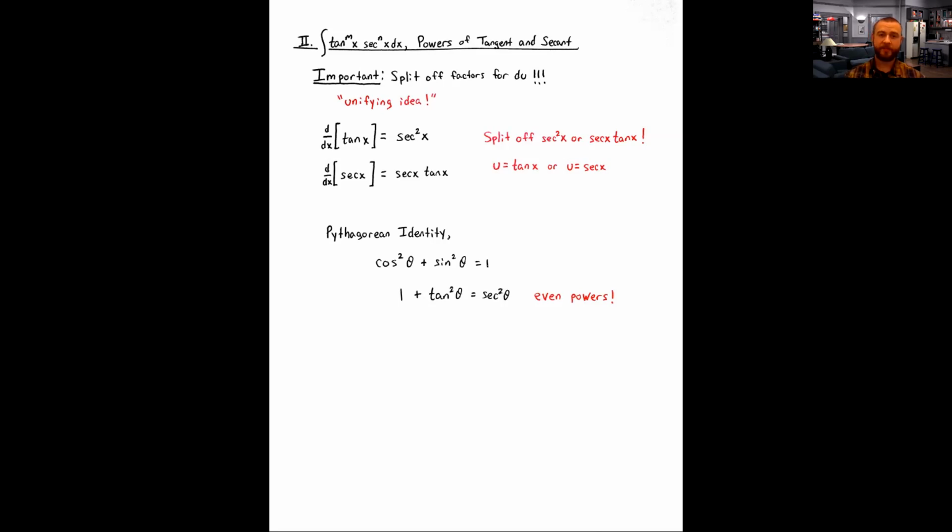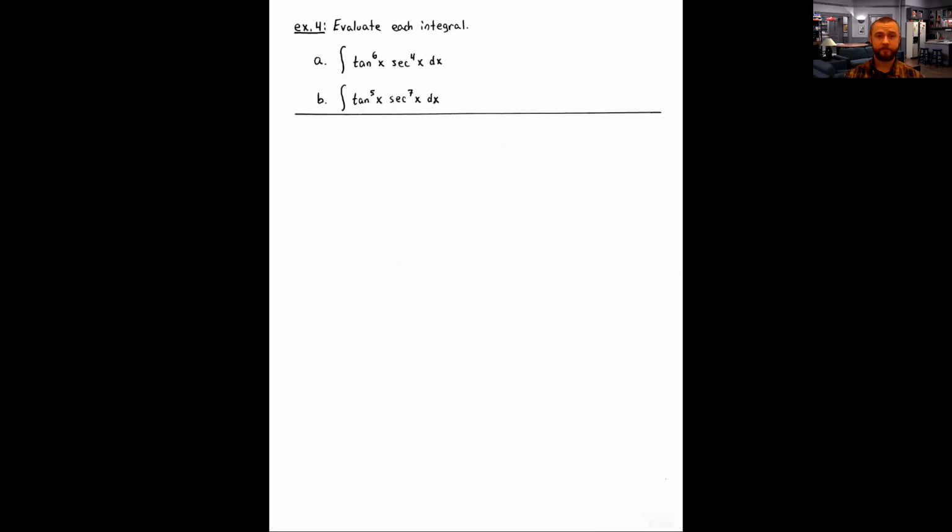All right, with that out of the way, let's go ahead and get to an actual example. Take a look at two of them. I think some of you can probably make an attempt at these. Think of what your derivatives are of tangent and secant. See if you can split off appropriate factors, splitting off either secant squared or secant tangent. Those are the derivatives of tangent and secant. With what remains not split off, see if you can then rewrite that using Pythagorean identities.